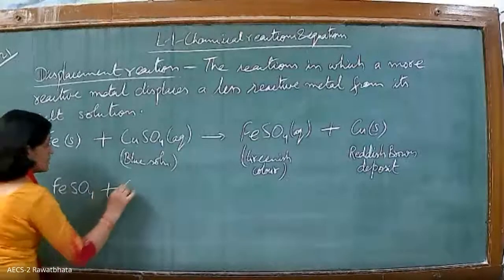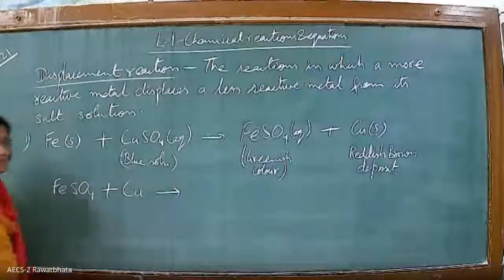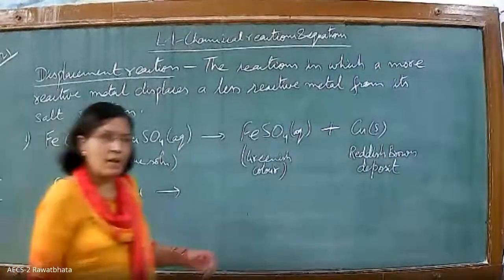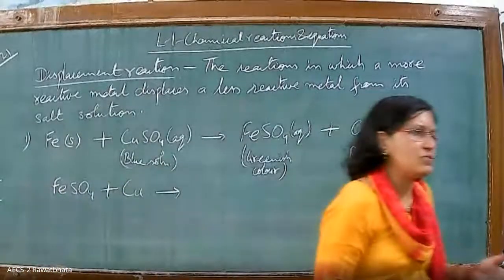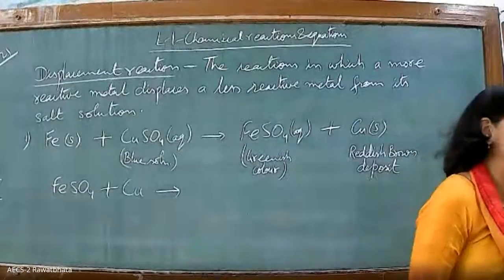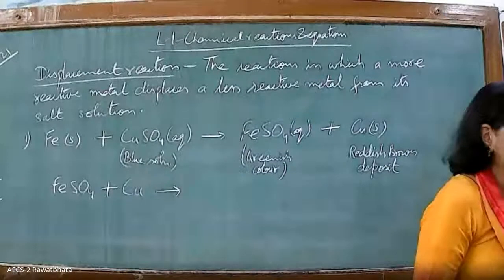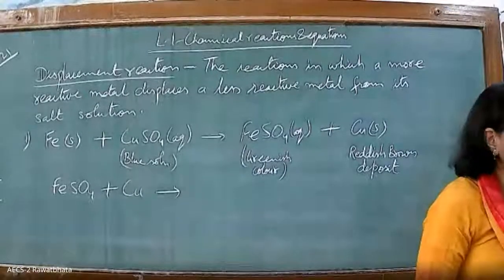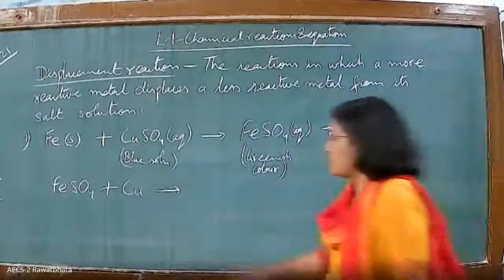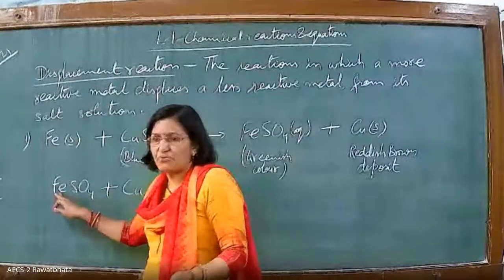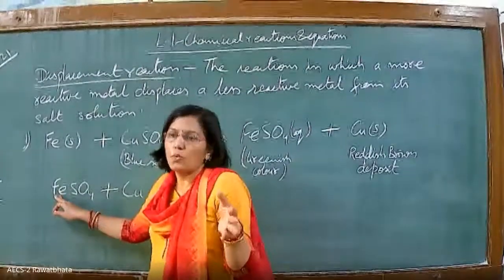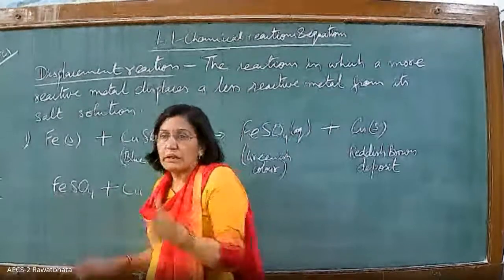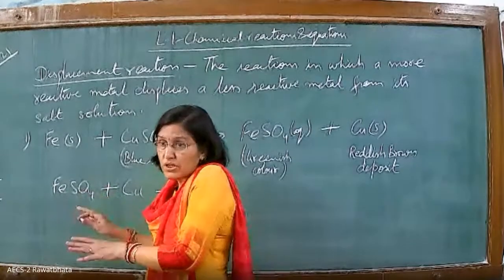FeSO4 plus Cu. लिखने में बहुत सिंपल है यार, FeSO4 plus Cu लिखा, we can write down CuSO4 plus Fe. The reaction appears very simple. But can actually copper remove Fe from FeSO4? No.